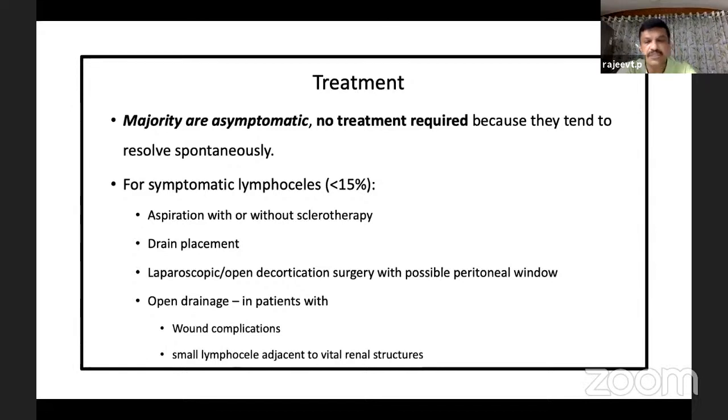Open drainage is done in those patients who have wound complications or those patients where it has been found there is a lymphocele adjacent to vital renal structures. It is better to go for open drainage.